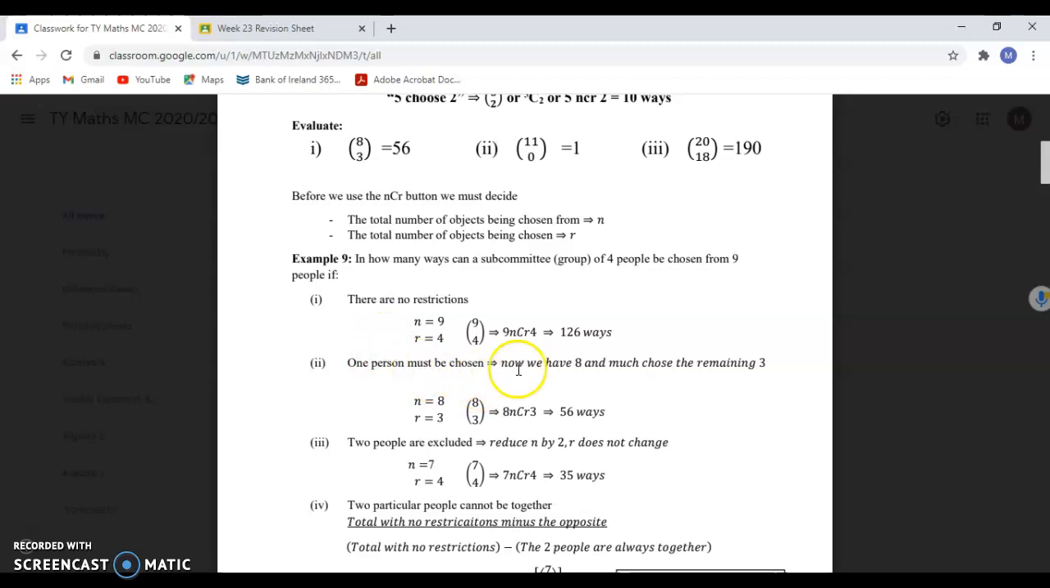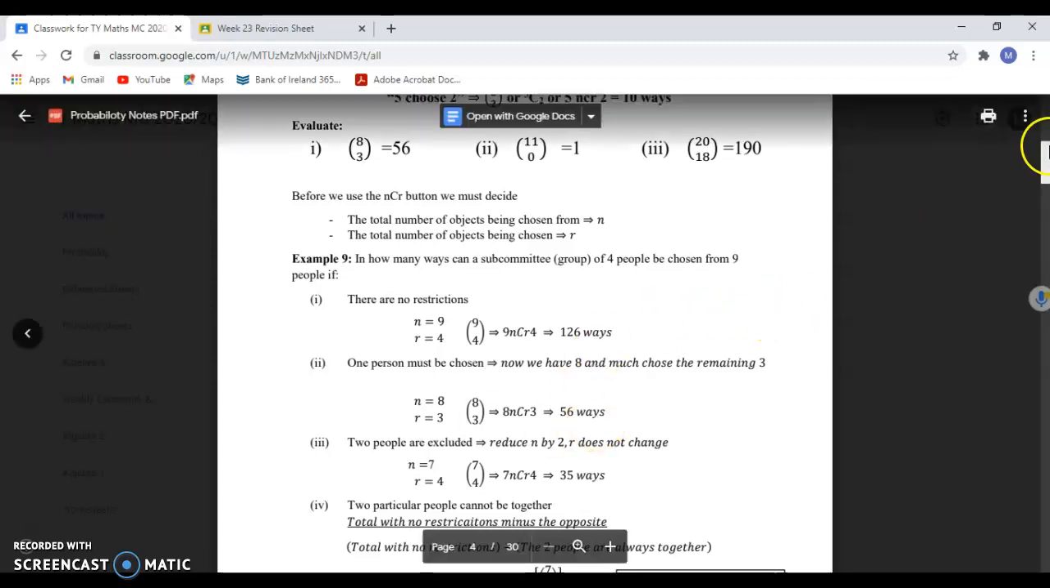So one person is on it, so you kind of block him out. He's gone, so you're not choosing from 9 anymore. You're choosing from 8 because one is definitely on it. You're not filling 4 spots. You're only filling 3 because that fella is already filled in. And onto the calculator: 8, second function 5, 3 is 56. 56 different ways that could happen.